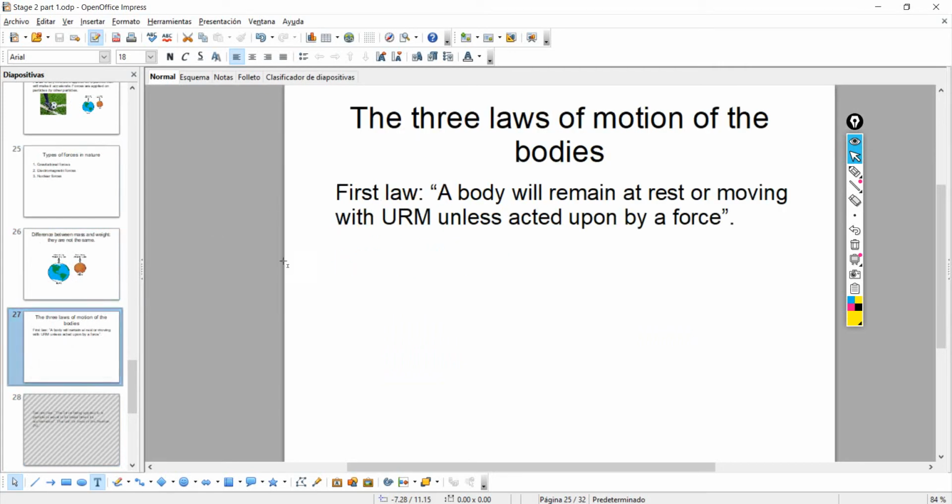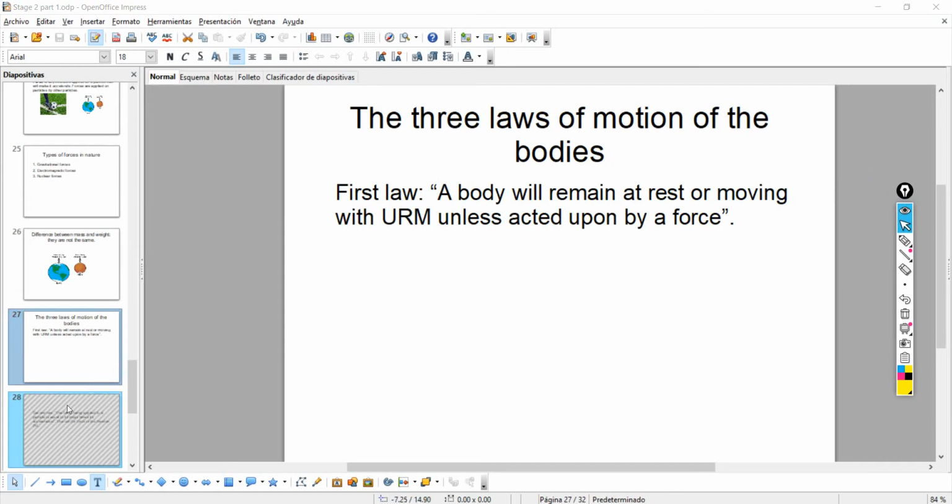And now we're gonna take a look at the three laws of motion of the bodies, also known as the three laws of Newton or the three Newton laws, which you may have heard already in junior high. So this is basically just a reminder of these three laws. So let's get down to it. What is the first law? The first law says the following.